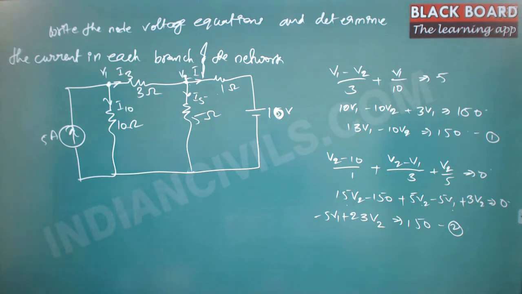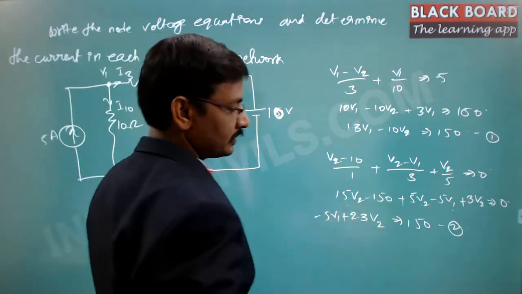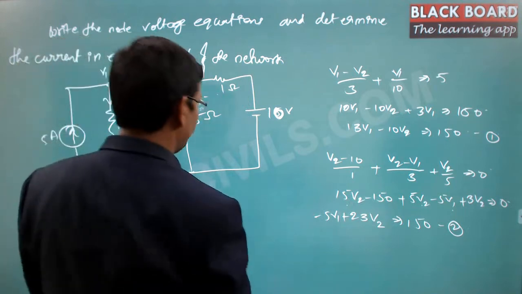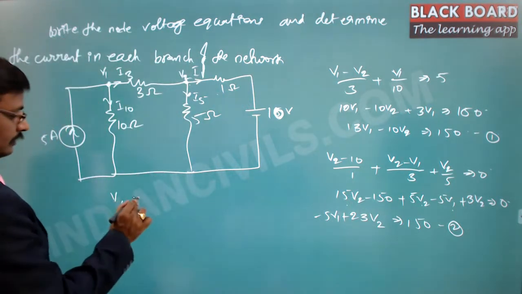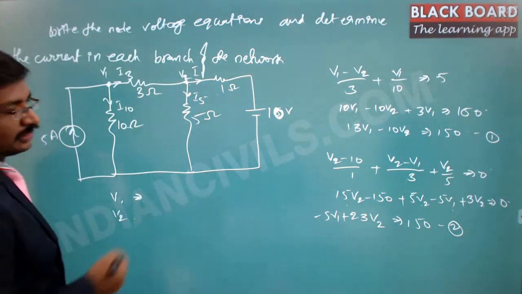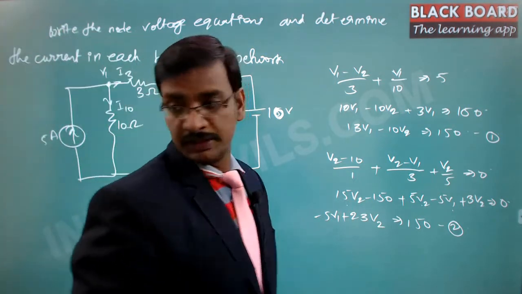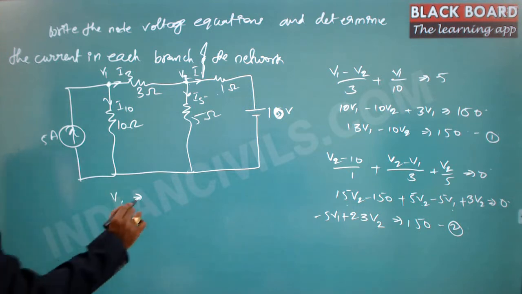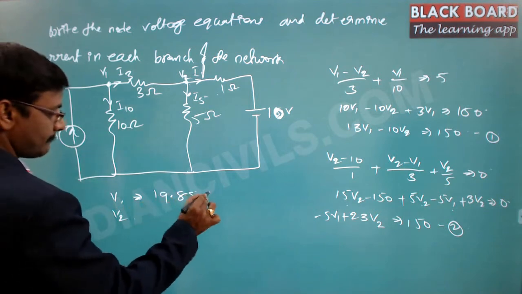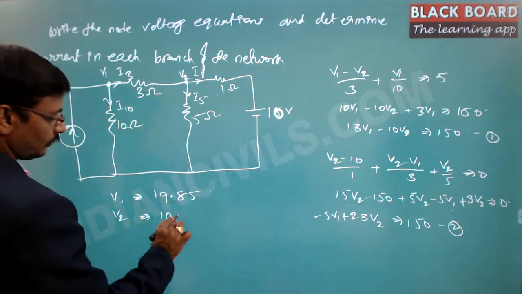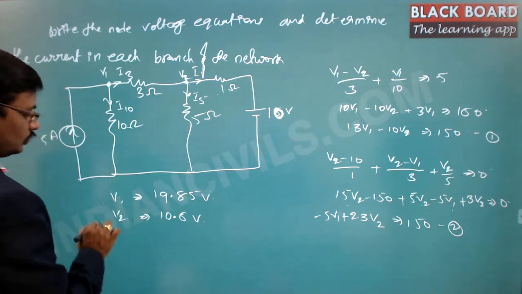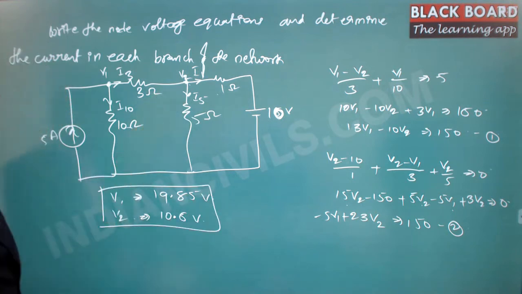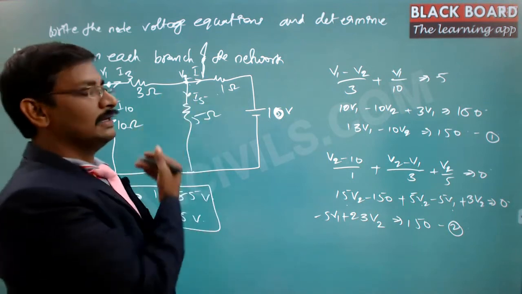Once you write the nodal equations, you will be able to find the V1 and V2 values. You can solve it from these equations. I'll give you the answers directly. V1 is 19.85 and V2 is 10.5. These are the two values we have got, and from this you can calculate the current in each of the branches.